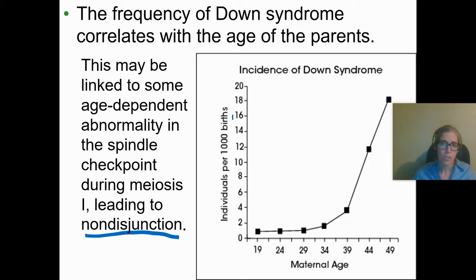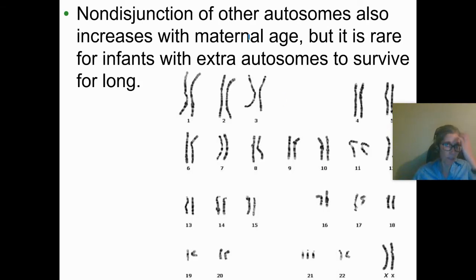So notice it's individuals per 1,000 births. So even if you're 39 or 40 having a baby, let's draw a straight line. It doesn't mean that you have a 4% chance of having a baby with Down syndrome. That's 4 out of 1,000, so that's like a 0.4% chance, right?